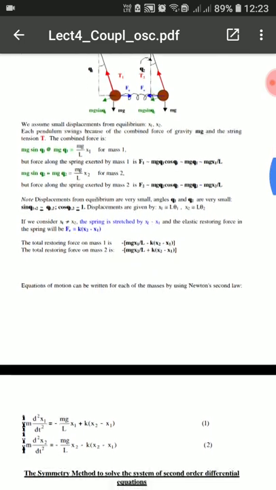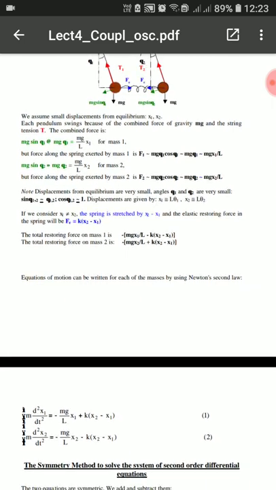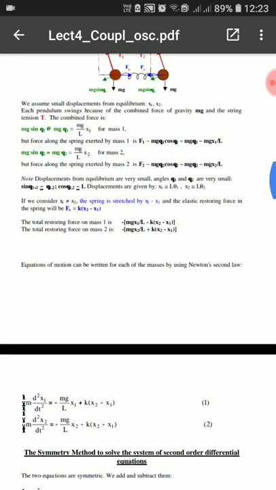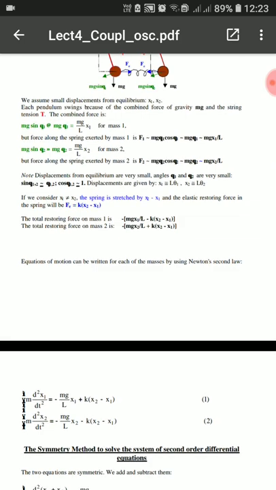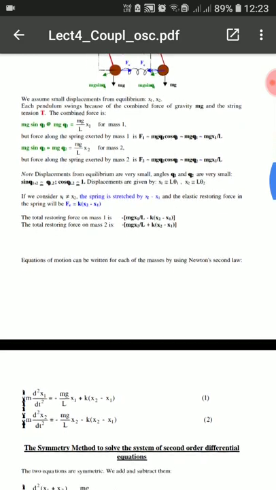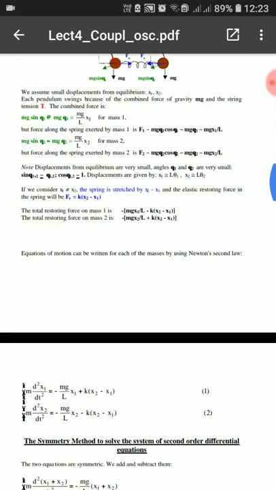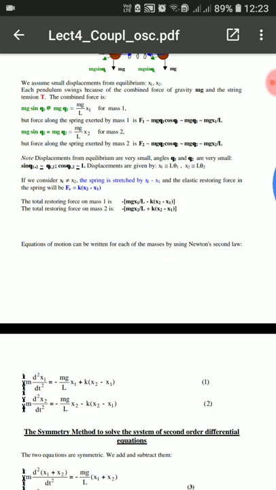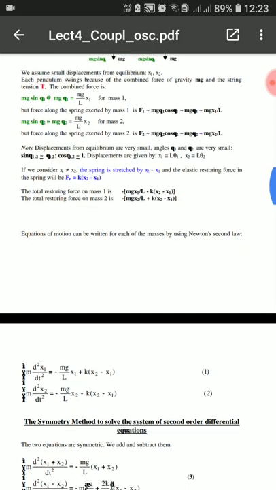The force along the spring exerted by mass 1 is F1 equals minus mg theta 1 cos theta 1, which is minus mg theta 1, or minus mg x1 over L, where L is the length of the string. Similarly, mg sin theta 2 for mass m2, and the force along the spring exerted by mass m2 is F2 equals minus mg theta 2 cos theta 2, which is minus mg theta 2, or minus mg x2 divided by L.